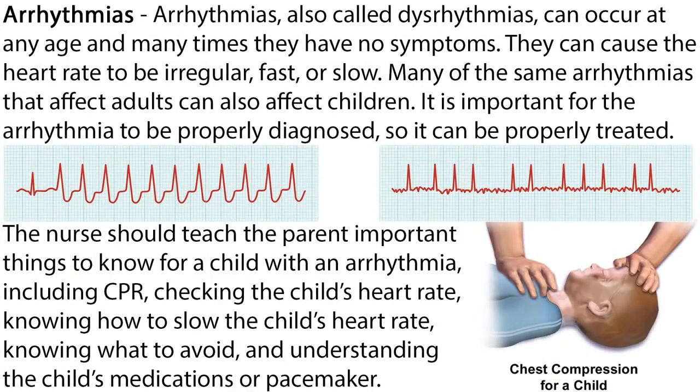Arrhythmias, also called dysrhythmias, can occur at any age and many times they have no symptoms. They can cause the heart rate to be irregular, fast, or slow. Many of the same arrhythmias that affect adults can also affect children. It is important for the arrhythmia to be properly diagnosed so it can be properly treated.